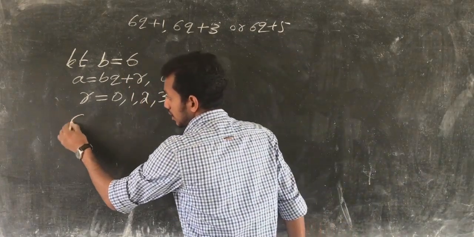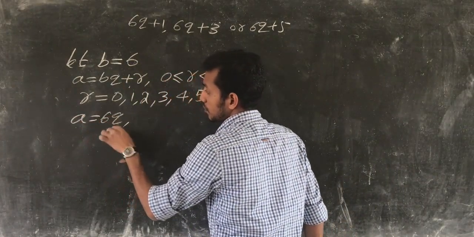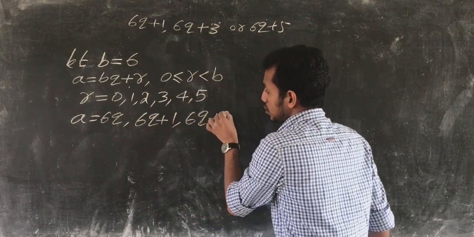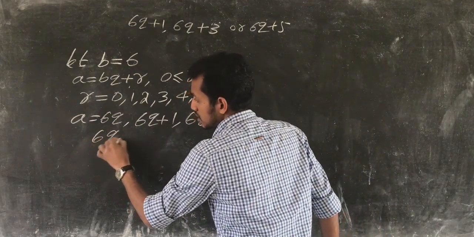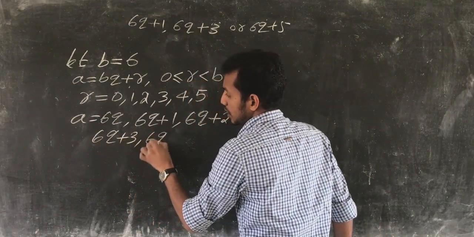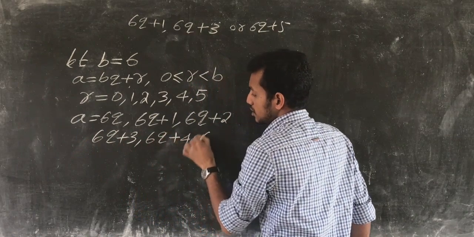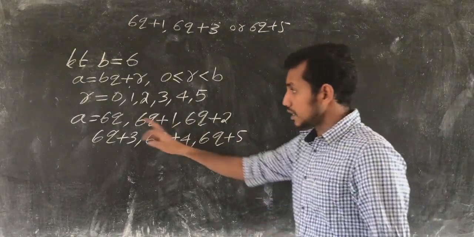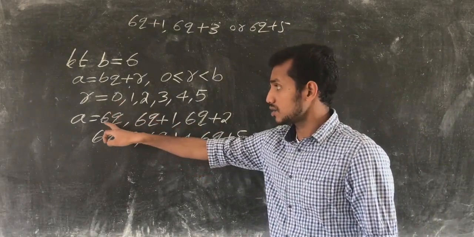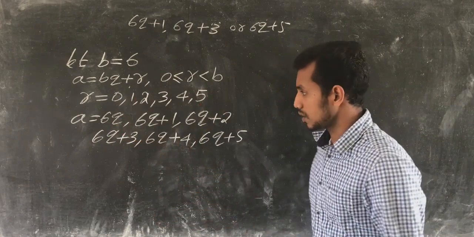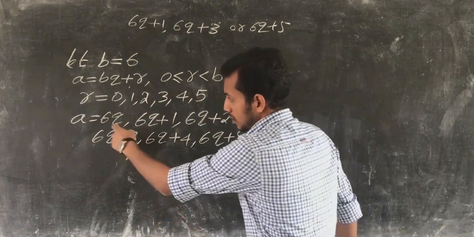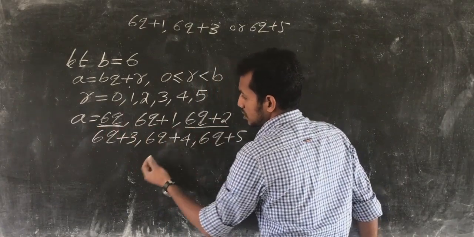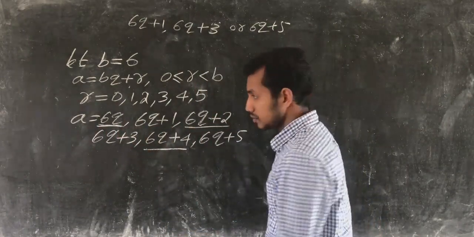So the numbers are a equal to 6q plus 1, 6q plus 2, 6q plus 3, 6q plus 4 and 6q plus 5. Here remainder is 0. When r equal to 0, 6q plus 0 equal to 6q. That's all. Now, looking at these numbers, 6q plus 2 and 6q plus 4.